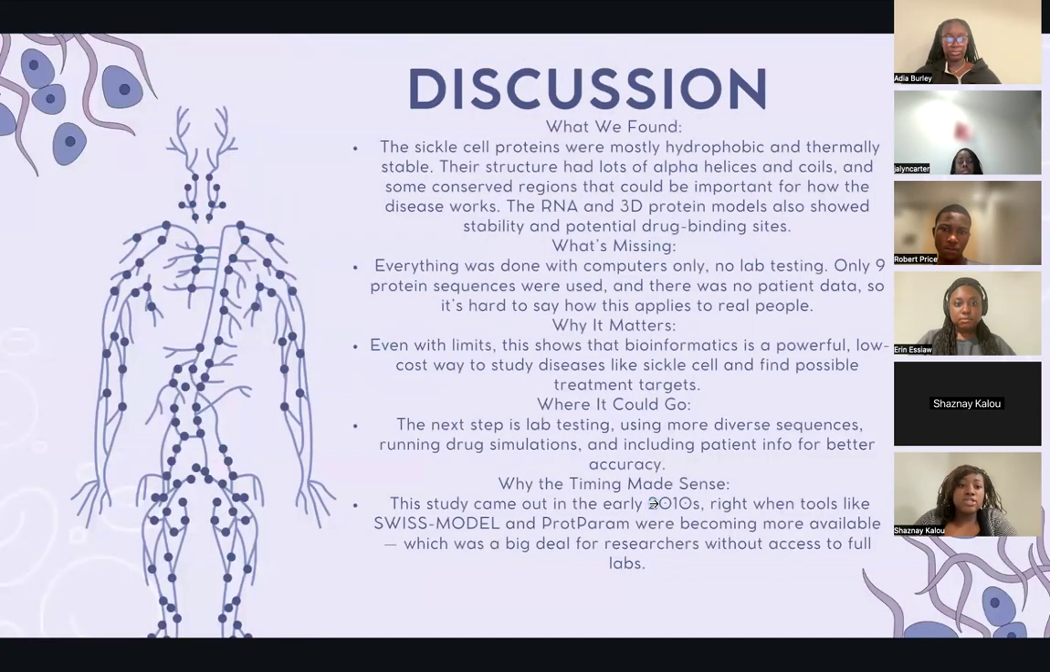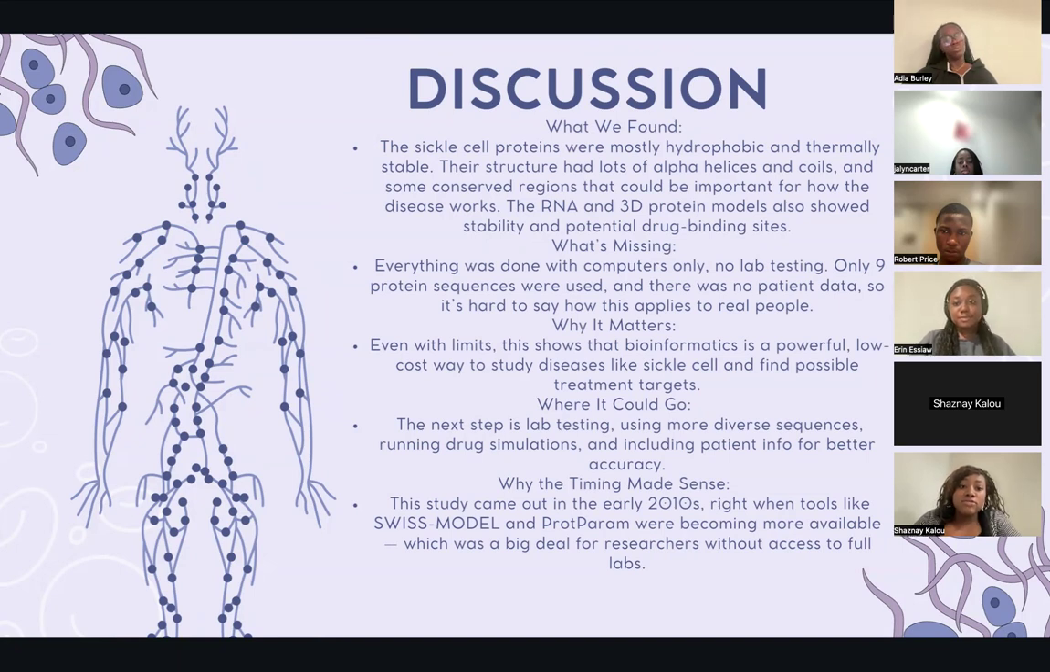For the interpretation of the results, the study used bioinformatic tools to better understand the proteins involved in sickle cell anemia. The results show that these proteins are mostly hydrophobic and thermally stable, which means they can hold their structure across different temperatures. Most of the protein structures were made up of alpha helices and coils, which makes sense given the type of amino acids found.